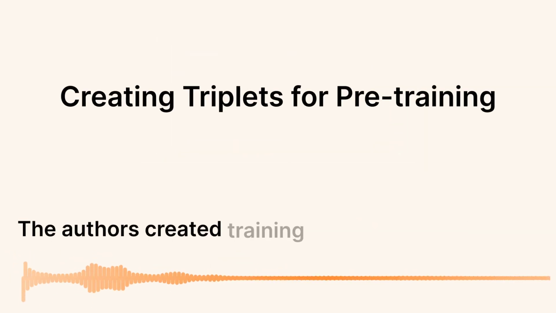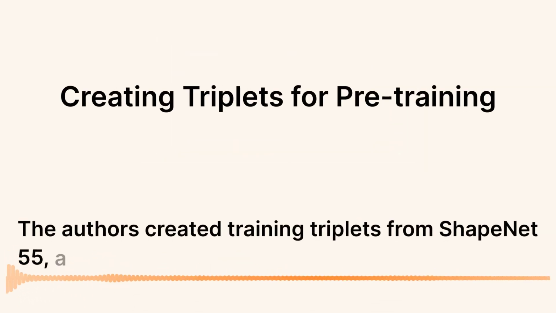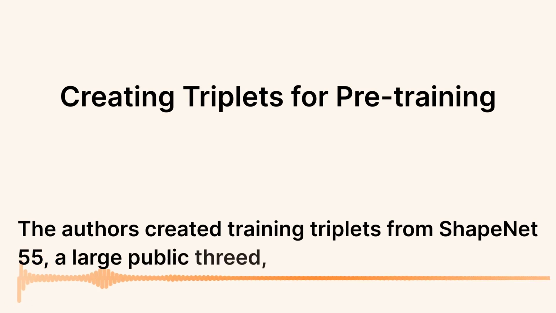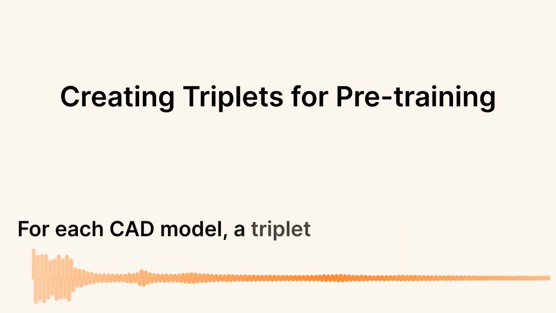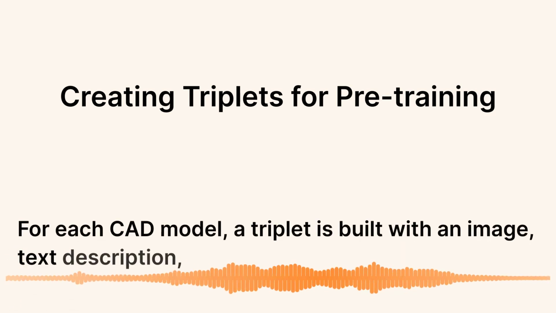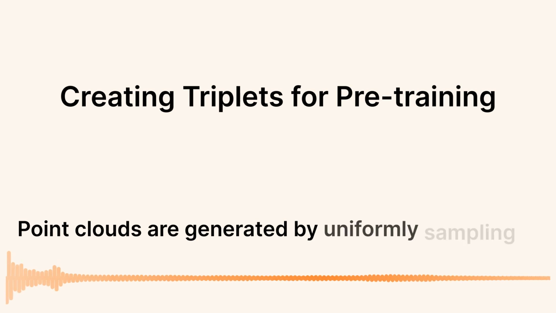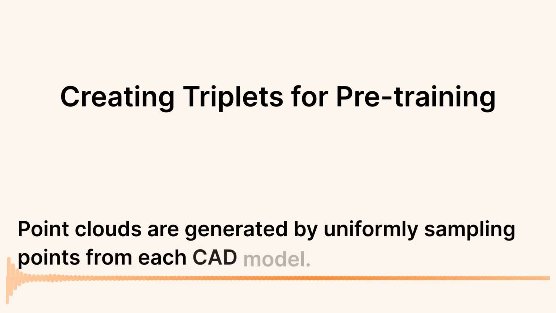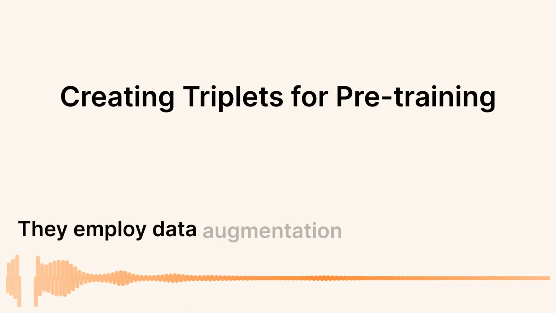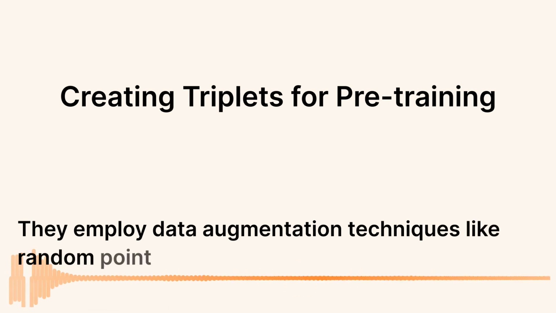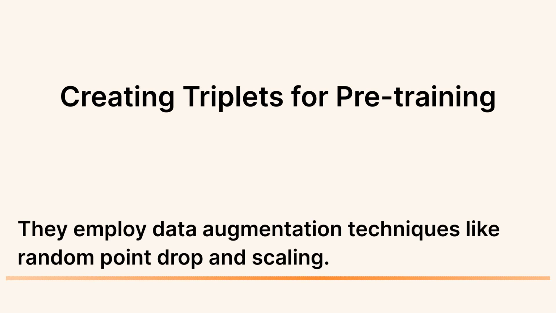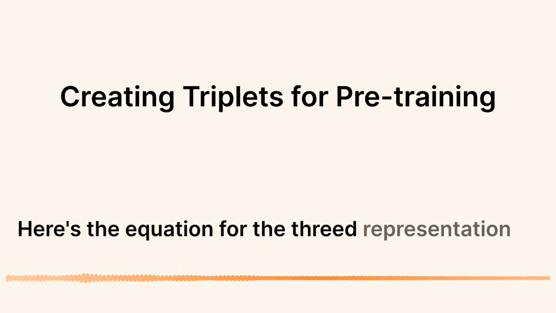The authors created training triplets from ShapeNet 55, a large public 3D CAD dataset. For each CAD model, a triplet is built with an image, text description, and point cloud. Point clouds are generated by uniformly sampling points from each CAD model. They employ data augmentation techniques like random point drop and scaling. Here's the equation for the 3D representation of a point cloud.